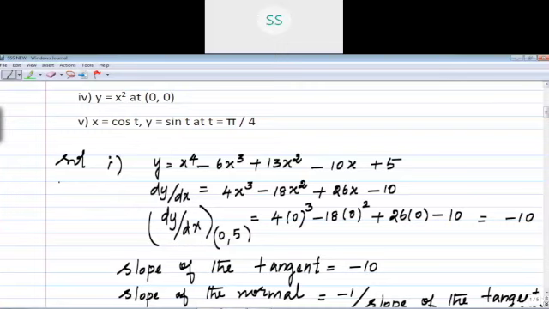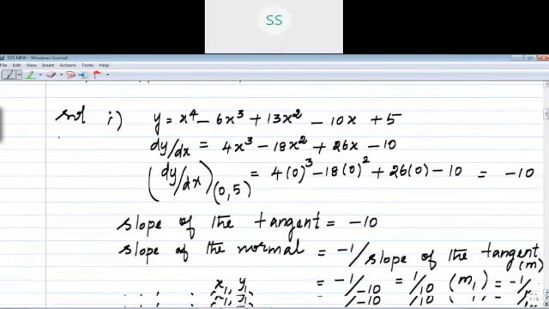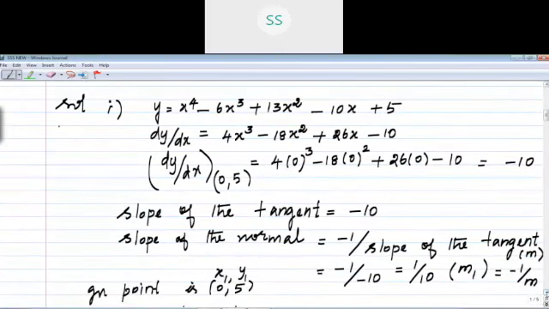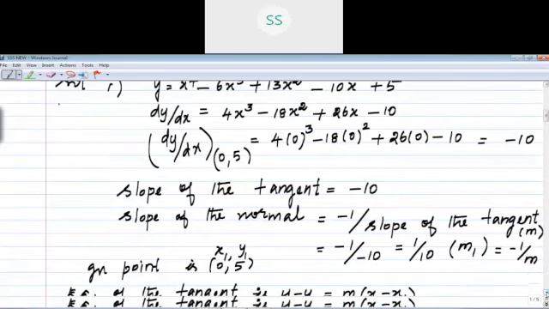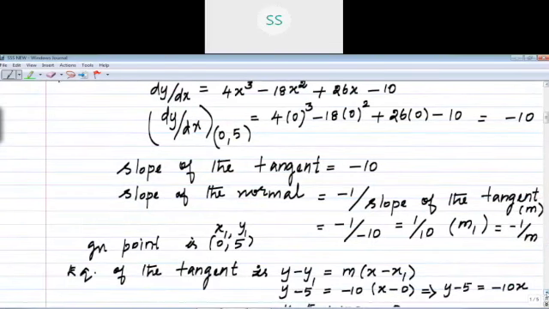Now, using that we are finding the slope of the normal, right? What is your slope of the normal you found? I told you, the reciprocal of the slope of the tangent with the opposite sign. So you arrived at 1/10.